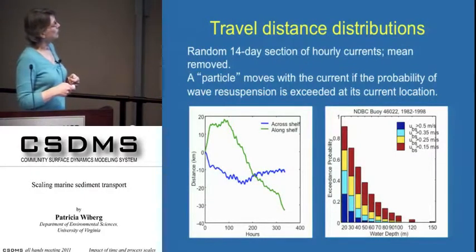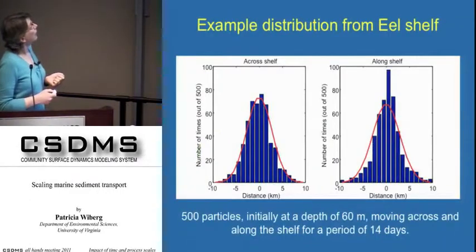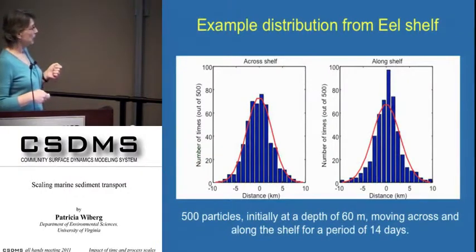And so as the particle progresses along shelf, it doesn't change in depth, obviously, but as it goes across the shelf, then it becomes less and less likely to move. So just as an example, I started 500 particles initially at a depth of 60 meters, allowed them to move for a period of 14 days, and these are the kind of distributions that I get.